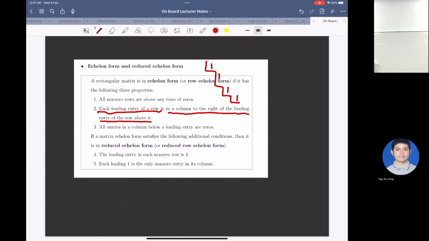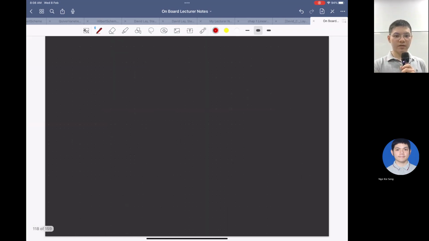Any question on this row reducing, row echelon form? Okay, we will see again in the lecture soon. Let's recap what we did yesterday, and then we will talk about the linear combination again. Because it's quite an important step. So recap what we did yesterday.